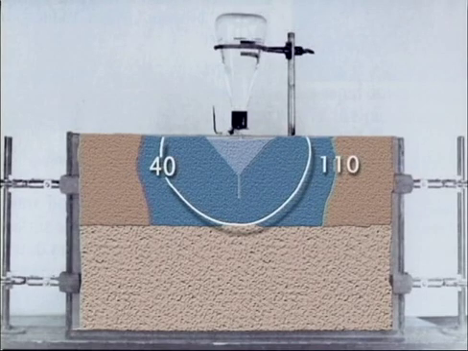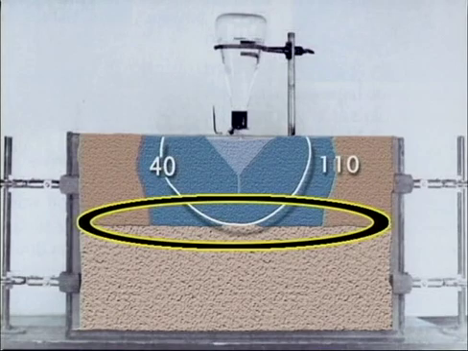When we reach this layer of coarser textured soil, water does not move readily into that layer, and we get a buildup of moisture or water above that in this loamy soil to a much higher level than would normally be possible.